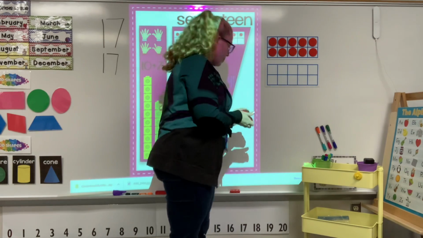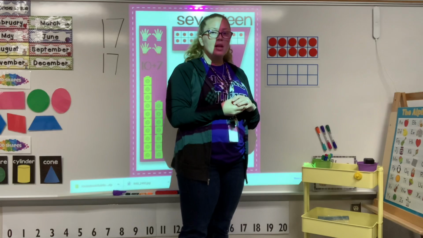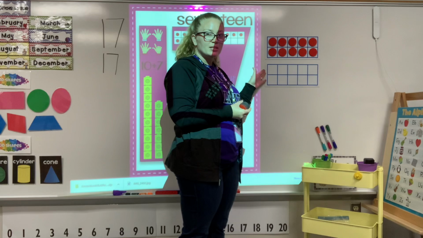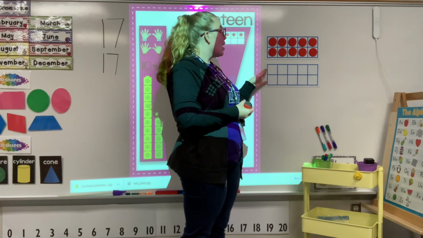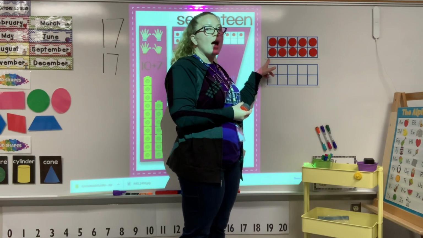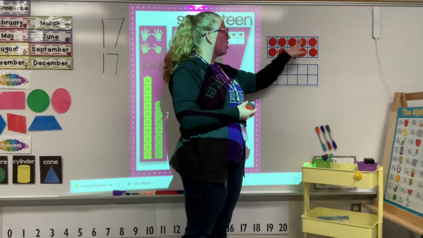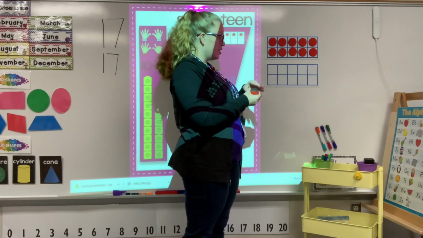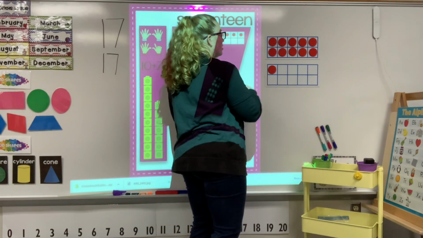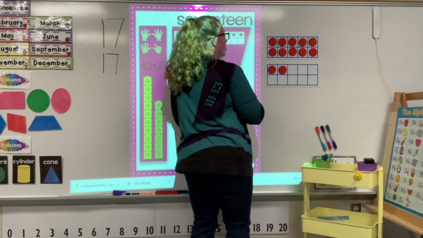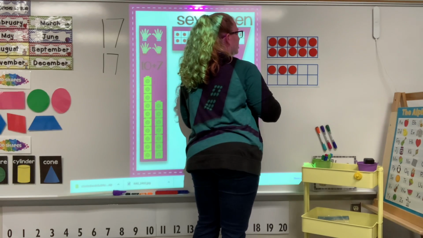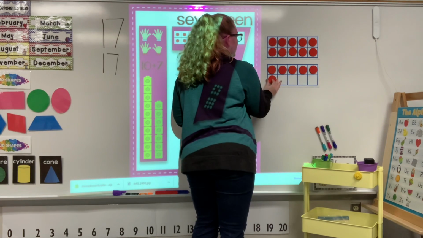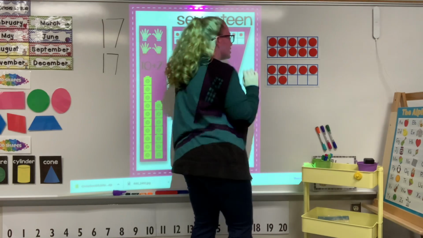Now, to get the number 17, I need to add more counters to my second tens frame. And I can do that by counting on from 10, because remember, I know that if this is filled with all the counters, then I know it's 10. So we're going to count on from 10. 10, 11, 12, 13, 14, 15, 16, 17.